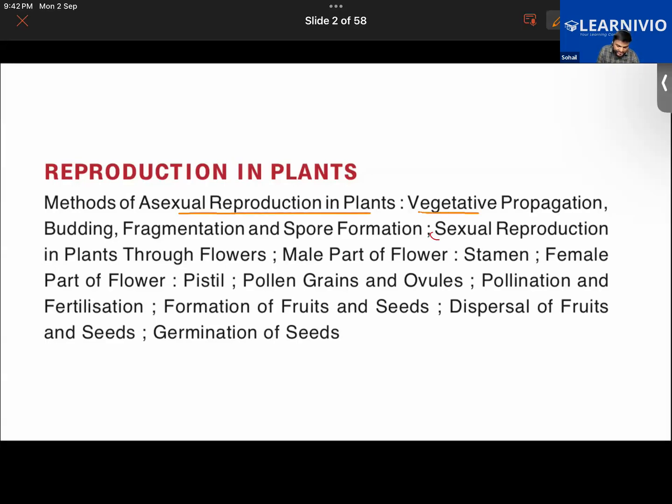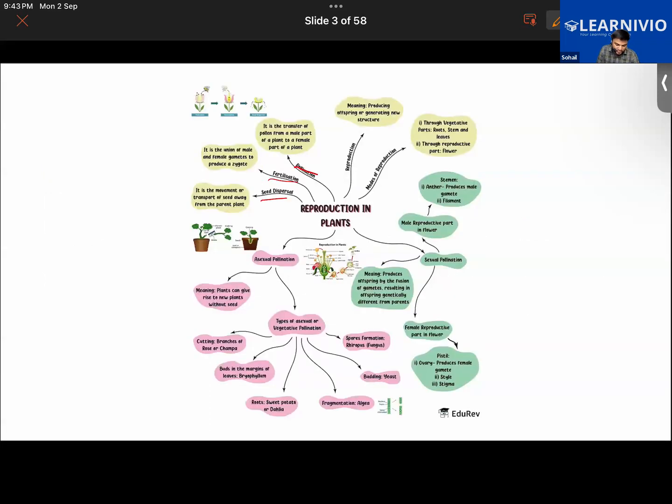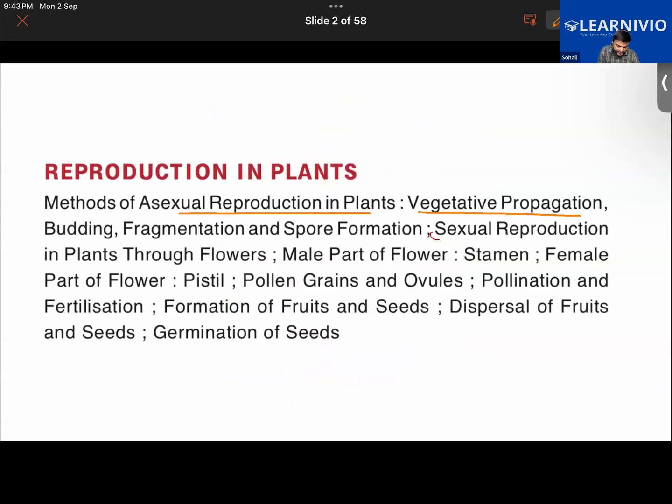There we started learning about vegetative propagation. Okay, now we were learning about this. So let us go through it once. By the way, there are some other things which you will be learning in the class, like what is budding, what is fragmentation, what is spore formation. Then we'd be learning about sexual reproduction in plants, which they carry out via the flowers.